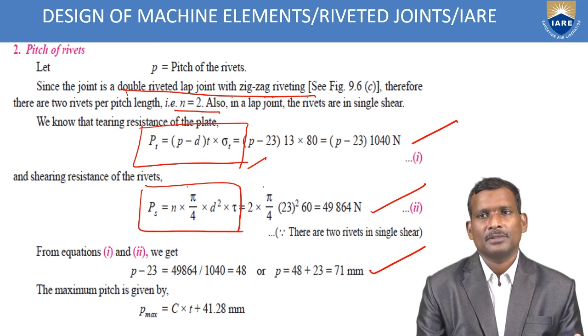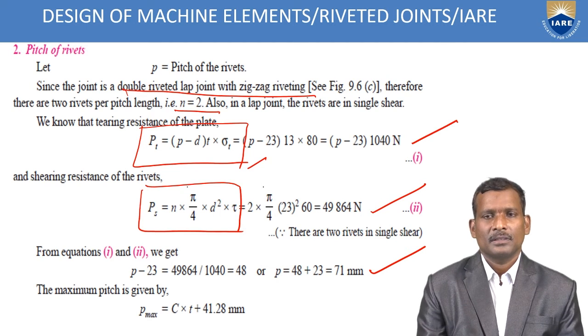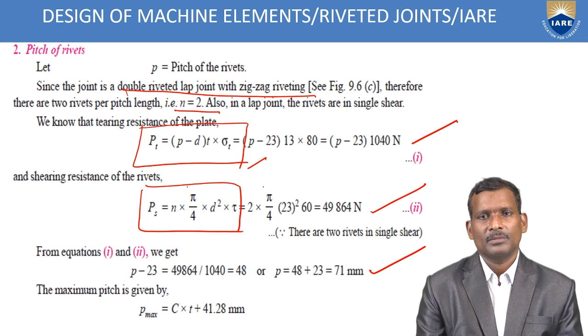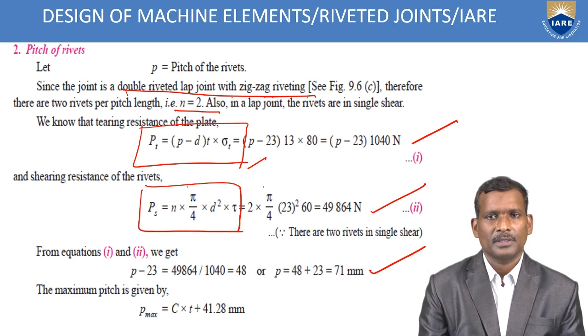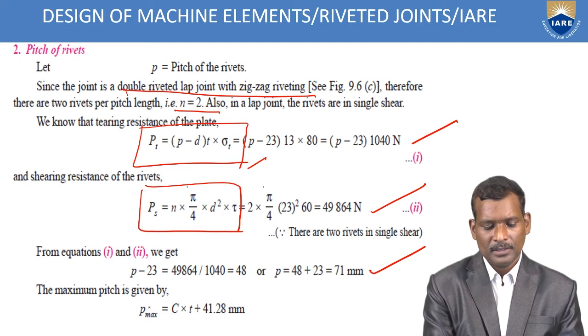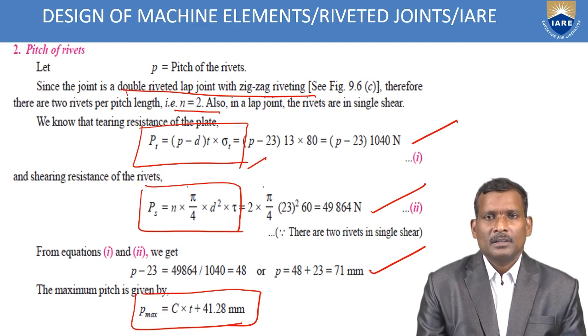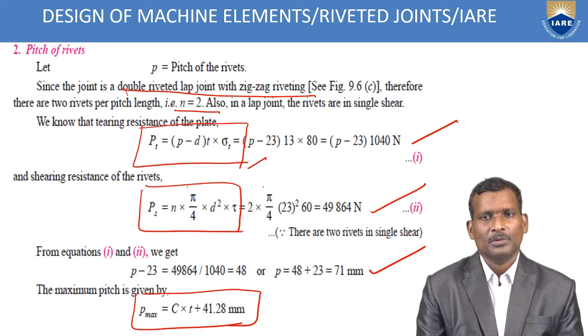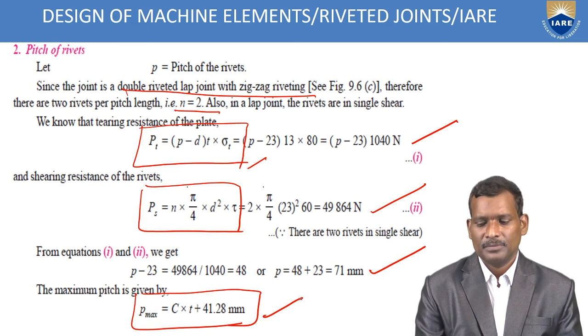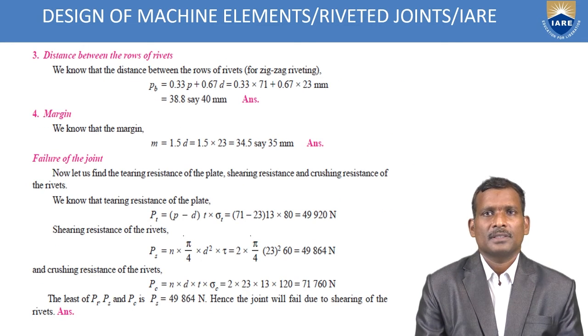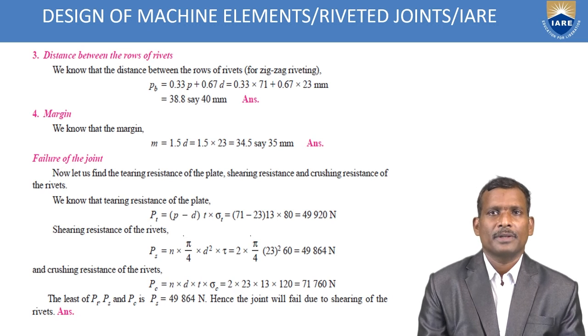Whenever the pitch value is not available, whenever the diameter is not given, you should equate these two shear resistance equations, and you will get the pitch value. The maximum pitch is given as per BS standards: C into T plus 41.28 mm. So remember this one. Now the third one is the distance between the rows of rivets.